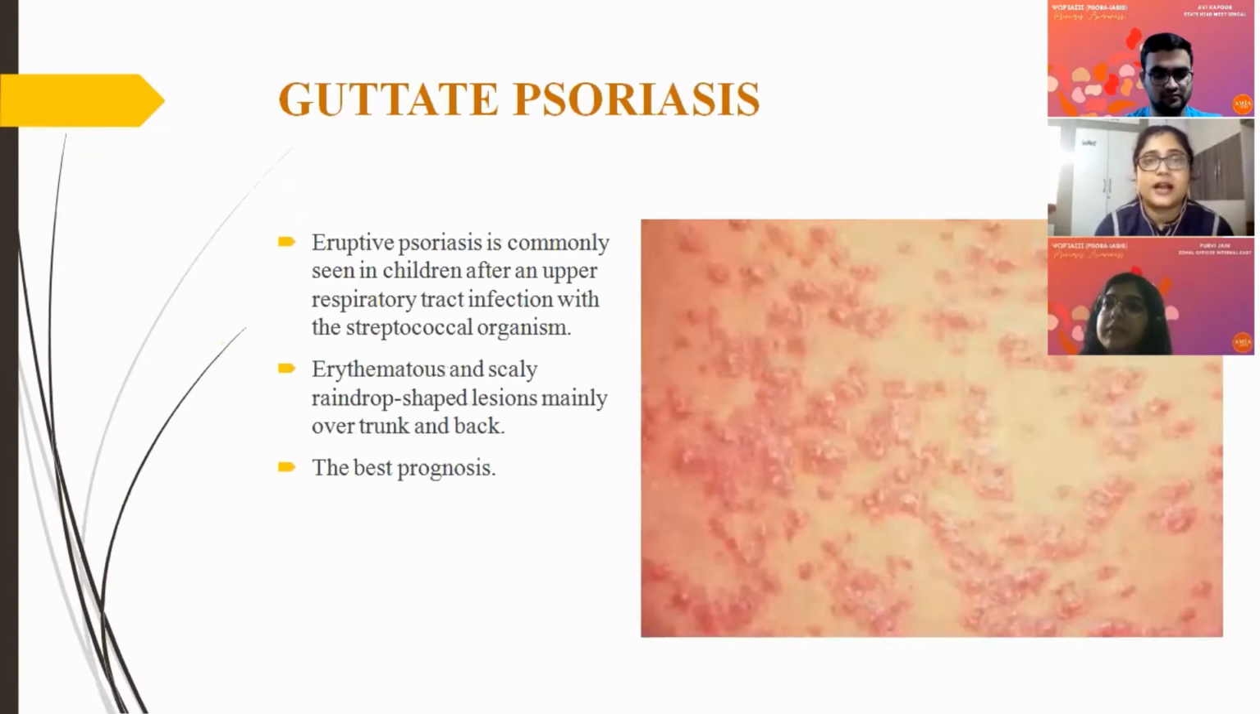Next is guttate psoriasis. Guttate psoriasis is commonly seen in children after an upper respiratory tract infection with streptococcal organisms. It presents as erythematous and scaly raindrop-shaped lesions, mainly over the trunk and back, and it has the best prognosis.